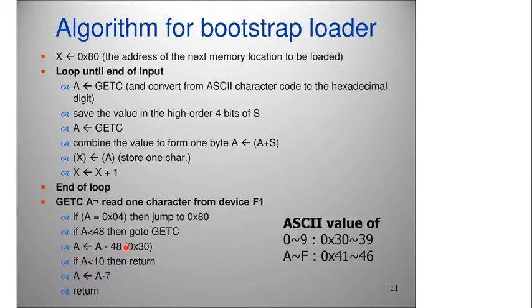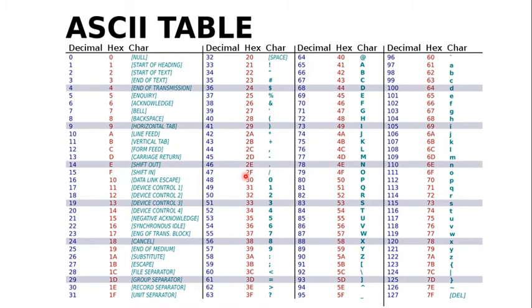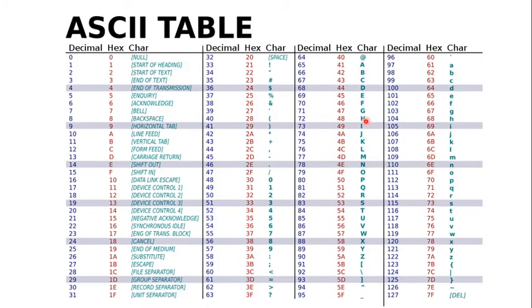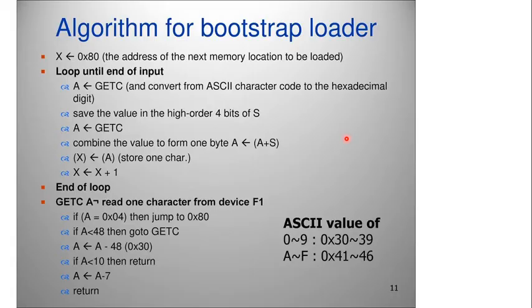If it is not, then only you will subtract 48 to make sure that it is in the range of 0 to 9, which is from 48 to 57. If it is more than this, you subtract again by 7. You see here, you subtract 7 more for the purpose of A to F. So that is the simple algorithm we have here.